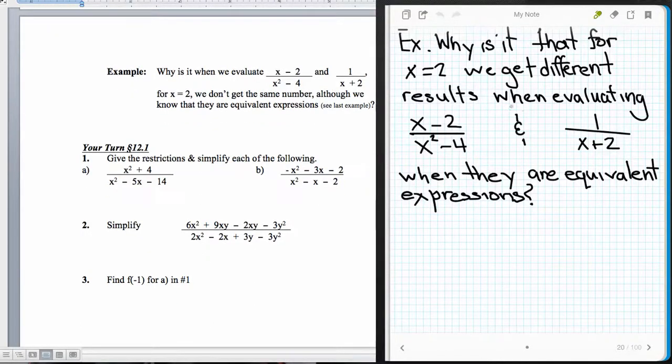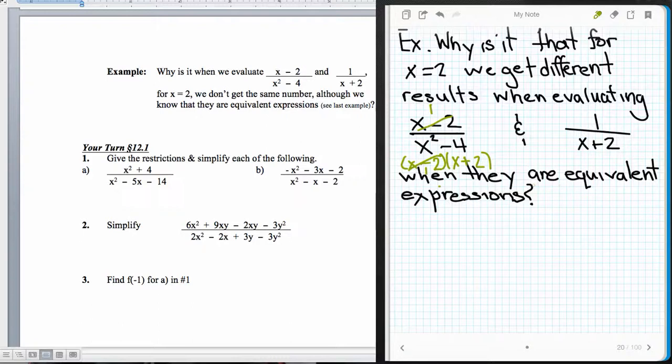So the question posed here is, why is it that for x equals 2 we get different results when evaluating x minus 2 over x squared minus 4 and 1 over x plus 2 when they're equivalent expressions? And you can see that they're equivalent expressions because if you factor this out, difference of two perfect squares, which factors into the sum and the difference of the roots, what we see is this one would cancel with this one, and so you get 1 over x plus 2.